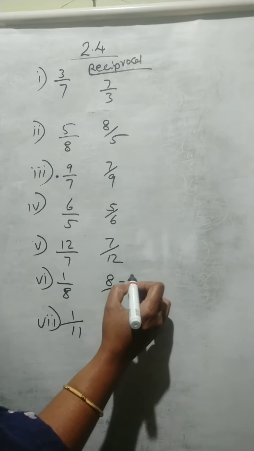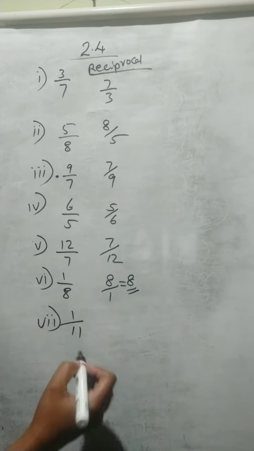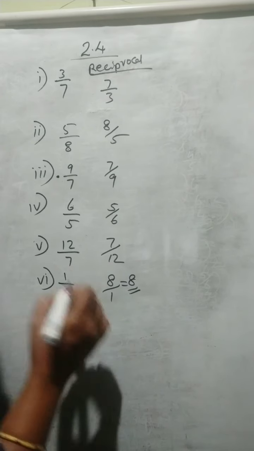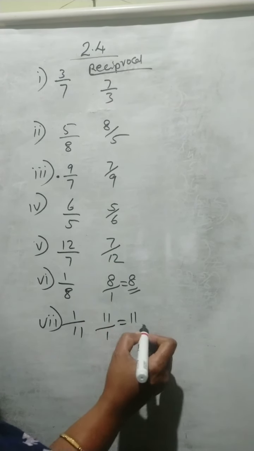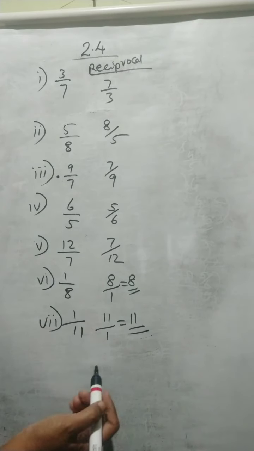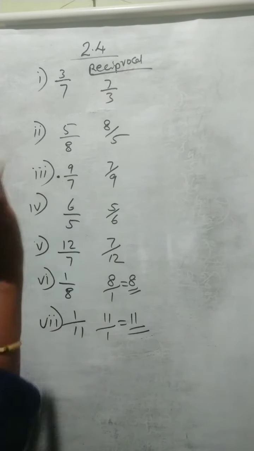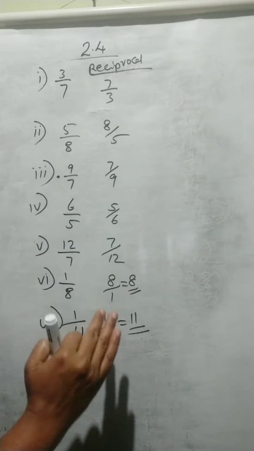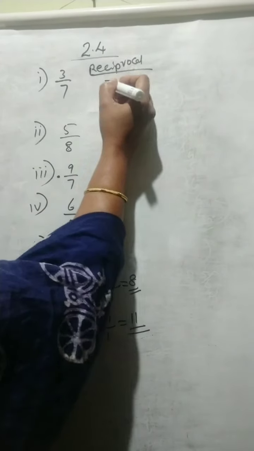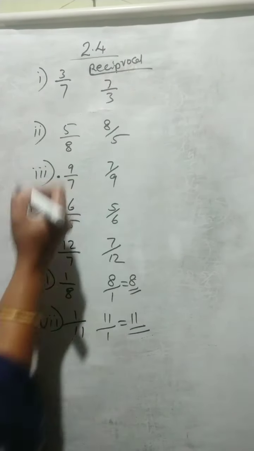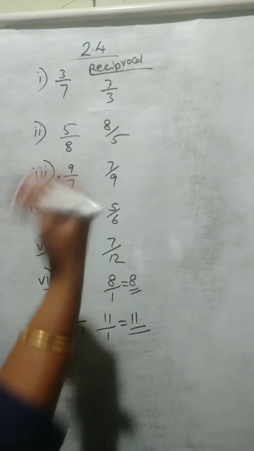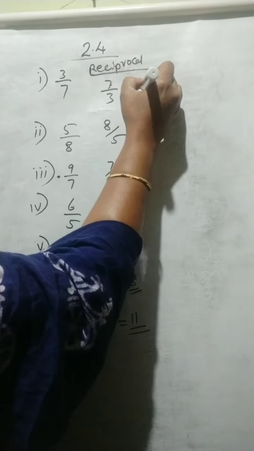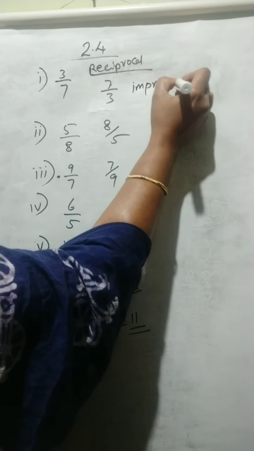We know that is equal to 8. Divided by 1, we will get the same answer. Then 1/11 will be 11/1. This also we will get 11. Then we have to classify this into improper fraction, proper fraction or a whole number. Here 7/3. 7 is greater than the 3. So here the numerator is greater than the denominator. So which type of fraction? That is improper fraction. Okay.